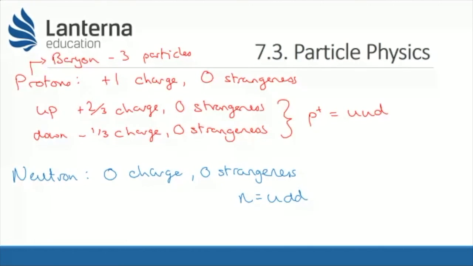But this hopefully demonstrates the idea that these quarks, which we now know are the building blocks of everything, can be used to work out the quark structure of a meson or a baryon, or a possible quark structure, using the charge and strangeness values that we know we need to have.